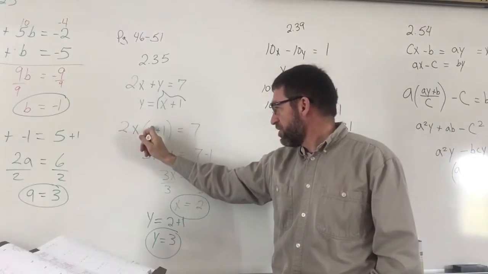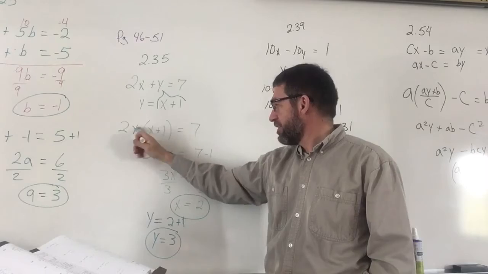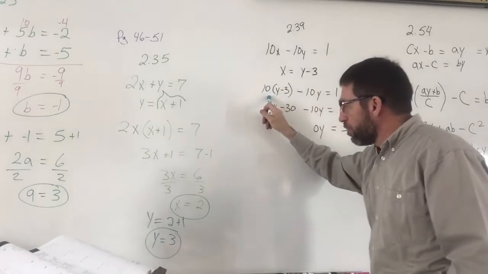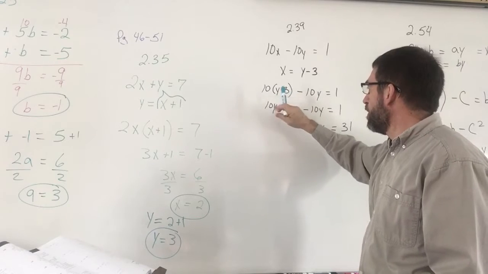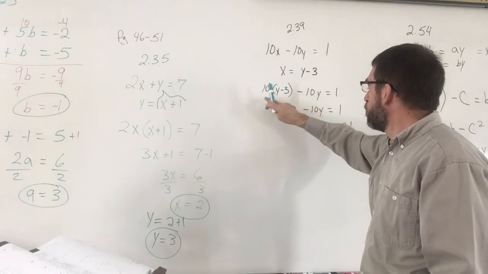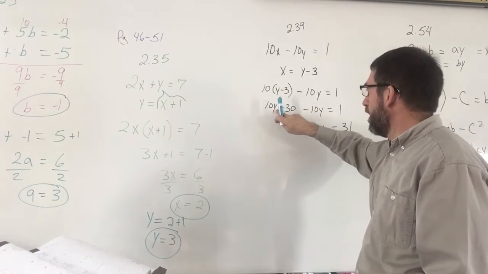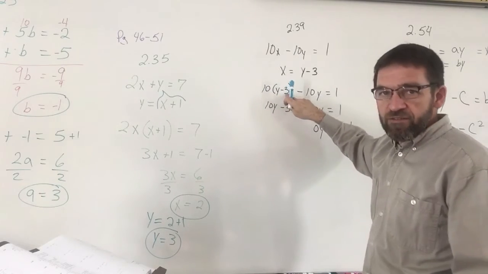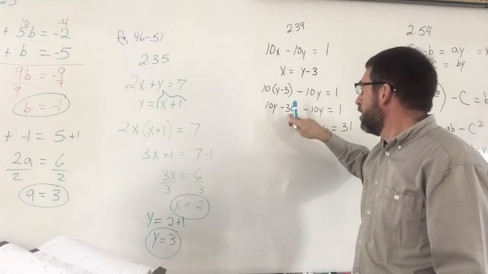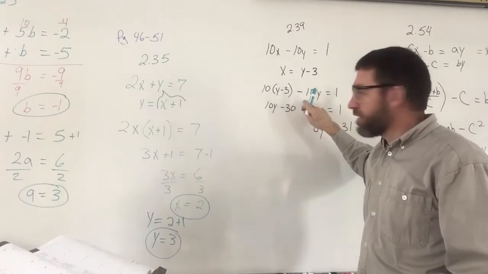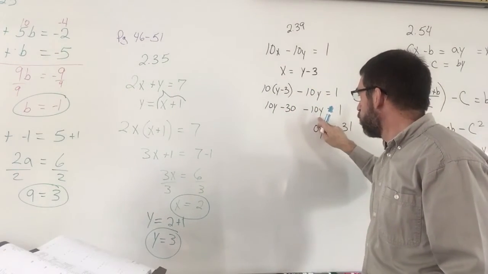Oh, I see, because this is an x and this is a 2x, and there I added. But here the parentheses are around the y minus 3, so I needed to go 10 times y and 10 times negative 3, which makes me negative 30. And now I subtract 10y and 10y.